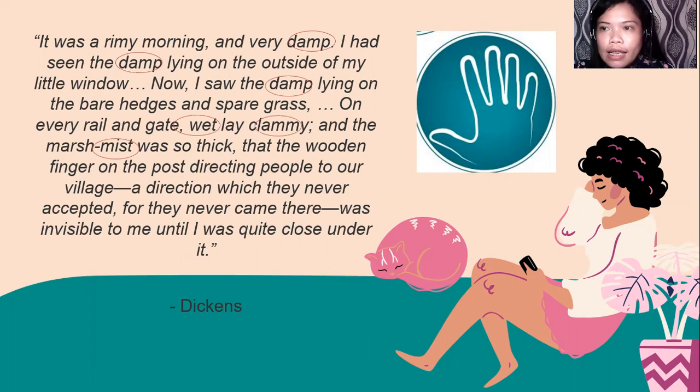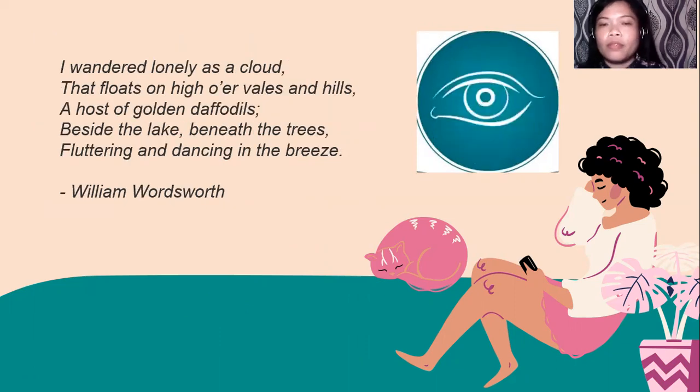The next one, class, this is the last. As you can see there, you have the picture of the sense of sight. This is a poem from William Wordsworth, "I Wandered Lonely as a Cloud." That is the title. The first line of this poem is the title itself. So I think it's very obvious. You can easily find it out.